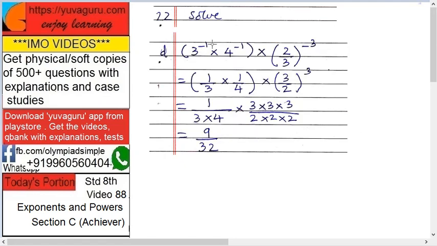Next, 3 raised to minus 1 into 4 raised to minus 1 into (2 upon 3) raised to minus 3. Okay, so just reverse this: 1 upon 3 into 1 upon 4 into (3 upon 2) the whole cube, right? Equals, just solve then, 1 into this becomes 3 by 3 by 3 upon 3 into 4 into 2 by 2 by 2. So solve this, you'll get 9 upon 32.